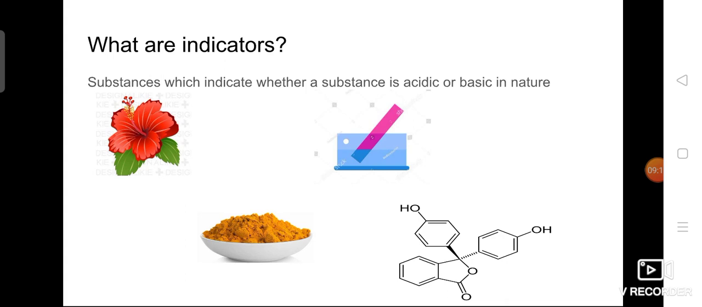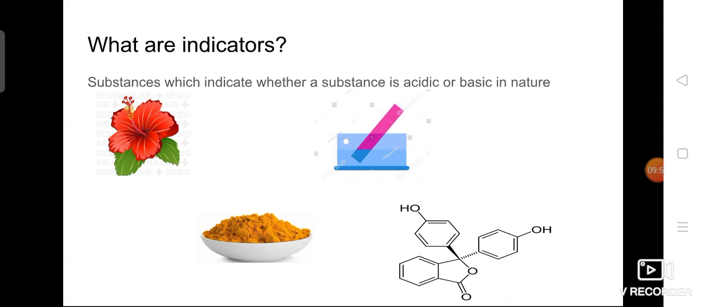They naturally exist in our life. Other than that, some artificial indicators are also there, chemical indicators. One example is phenolphthalein. One chemical structure is given, no, that is phenolphthalein. That is also an indicator, but it is a chemical indicator. The first three, China rose, otherwise called hibiscus, turmeric and litmus, are all naturally occurring indicators. Have you understood? Okay. So all are nothing but indicators.